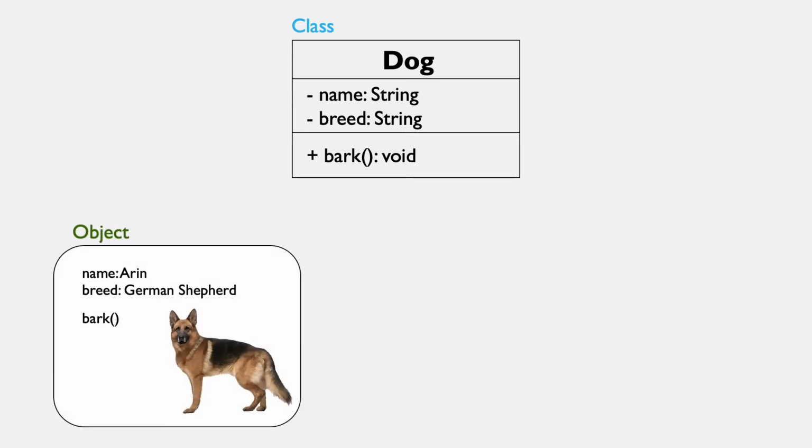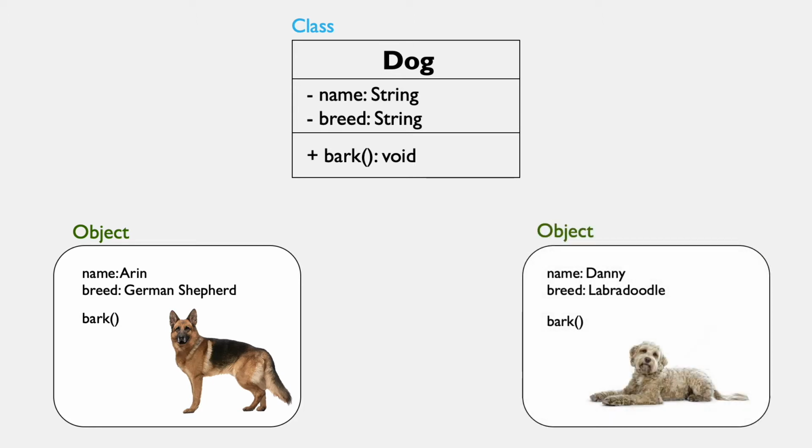The objects here are instances of the class that we've created called dog. Here we have a dog object named Aaron with the breed of German Shepherd, and it knows the method that we defined in our class called bark. We'll now add another object of the dog class. This time it's a dog named Danny of the breed Labradoodle, and that also has the behavior defined for how to bark, as we see here in the dog class.